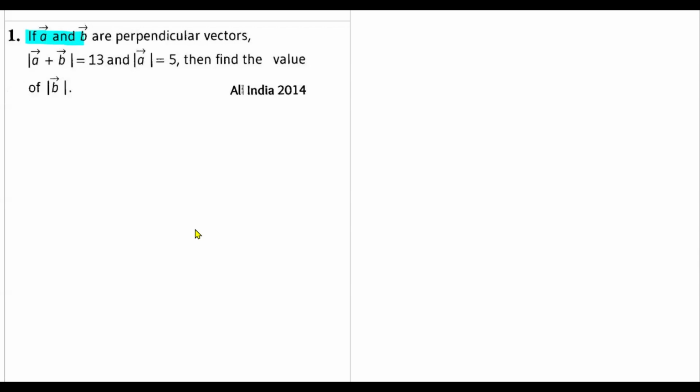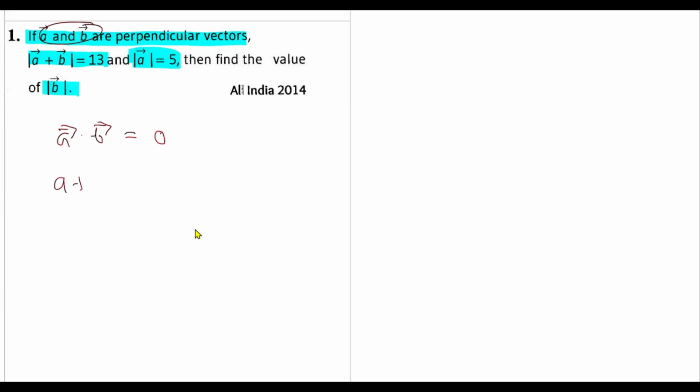In this question, we are given A and B as perpendicular vectors. Further, A plus B whole magnitude is given as 13. A magnitude as 5. We have to find the value of B magnitude. Now, first of all, A and B are perpendicular vectors. This means what? That its dot product is 0. That is A dot B is equal to 0.